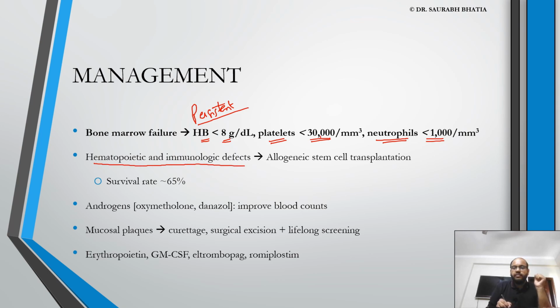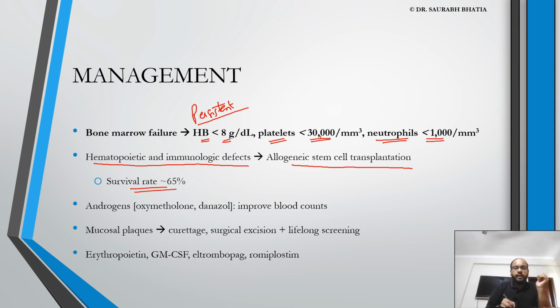Hematopoietic and immunological defects can only be treated by allogeneic stem cell transplantation. And stem cell transplantation is the currently available technique to take care of any complication that might arise from DKC. Not highly successful. The survival rate ranges from about 63 to 65%. You have lifelong antibiotics and immunosuppressants. The normal risks associated with bone marrow transplant are there again with DKC.